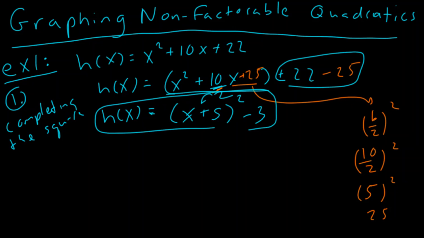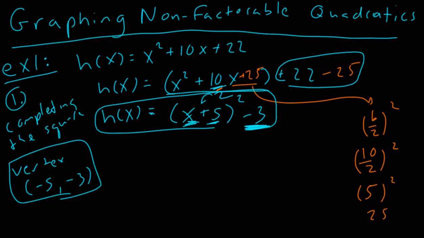Now, what are the benefits of vertex form here? Well, one, we can find our vertex. Okay, it's easy. Our vertex is going to be at this x value that makes this factor, or the positive 5, equal to 0. The opposite of positive 5 is minus 5. And our y value, or our k value, will always be the same, minus 3. We have now completed half of graphing this.